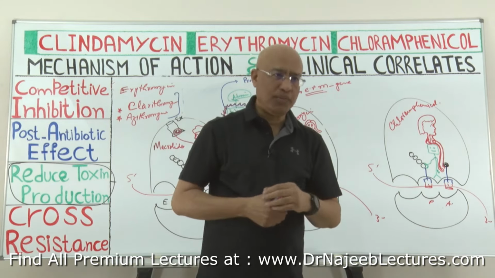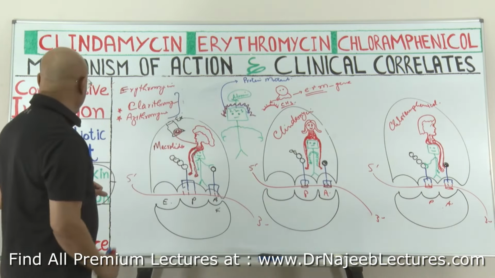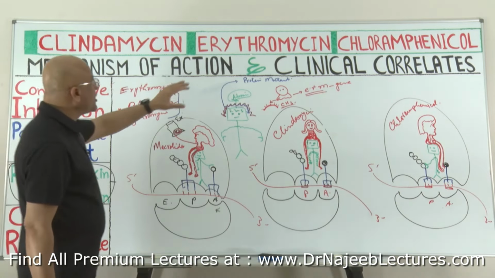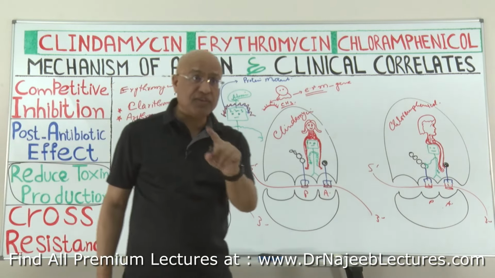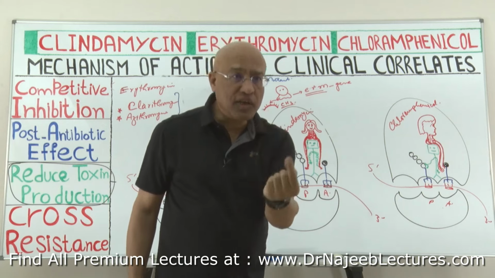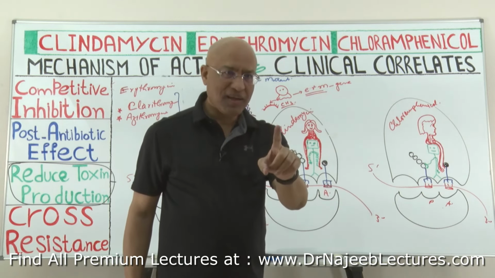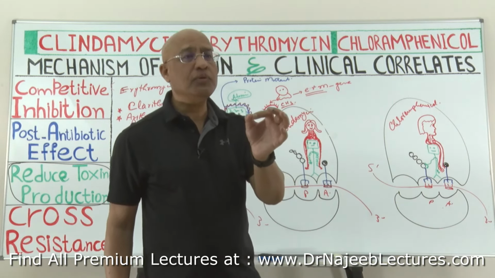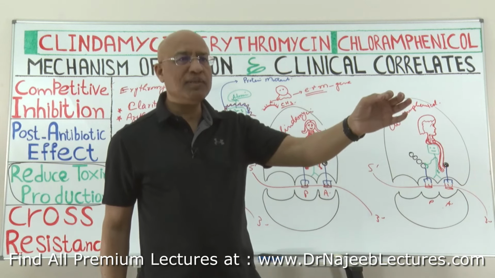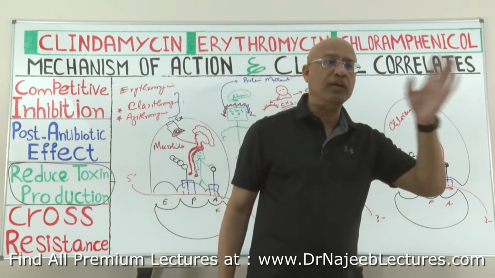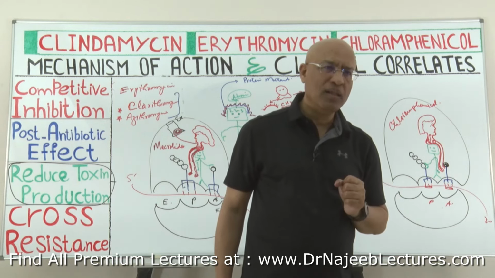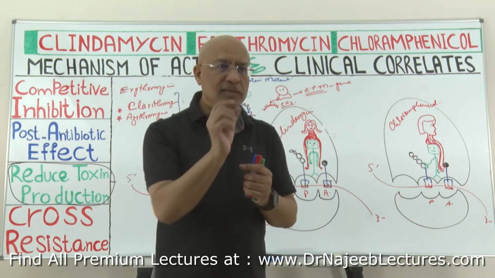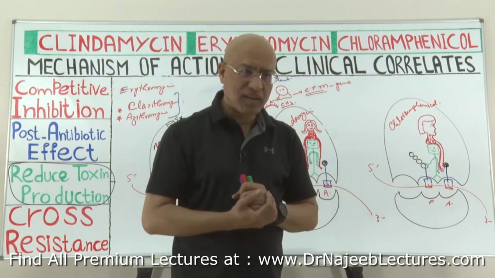Is that right? Now, this is very important to understand that if there is a group of bacteria resistant to erythromycin, and the mechanism of resistance is methylation of the ribosome, then be sure these bacteria, if you give them clindamycin, even they will be resistant, very soon they will be resistant to clindamycin. Why? Because the binding site for clindamycin and macrolide is almost overlapping, right?